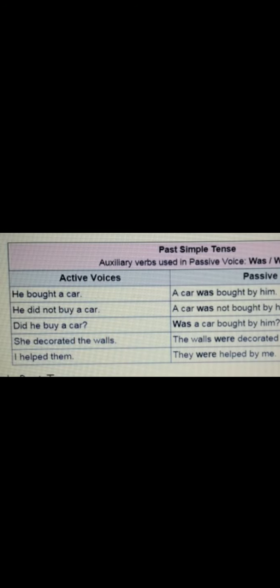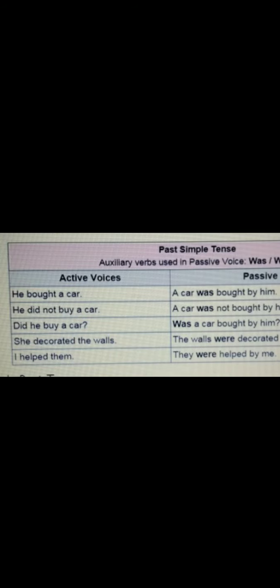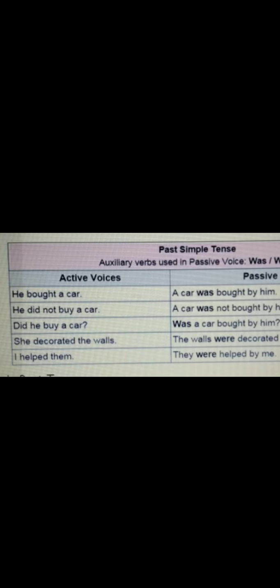Clear? He did not buy a car. A car was not bought by him. This is the negative formation of the sentence, and him is the objective case of he. Then affirmative or positive, negative, now is the turn of interrogative. Did he buy a car? Was a car bought by him? Then question mark. That is simple, there is no confusion. She decorated the walls. The walls were decorated by her. Her is the objective case of she.